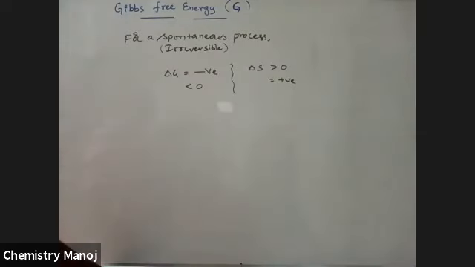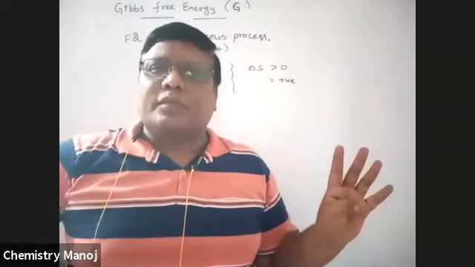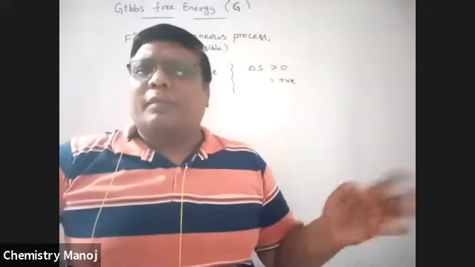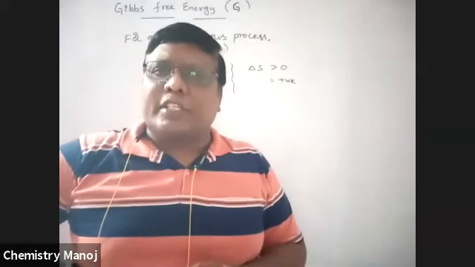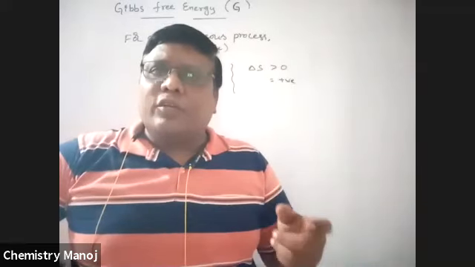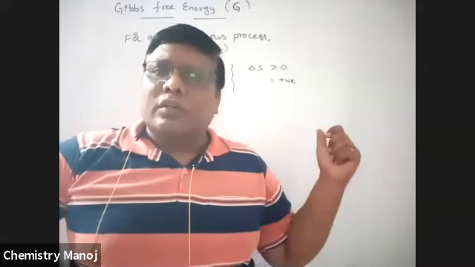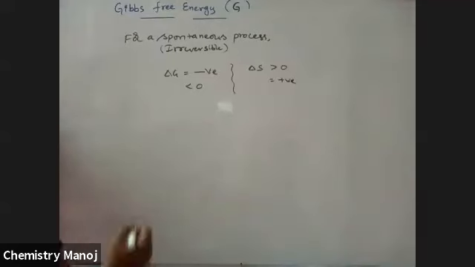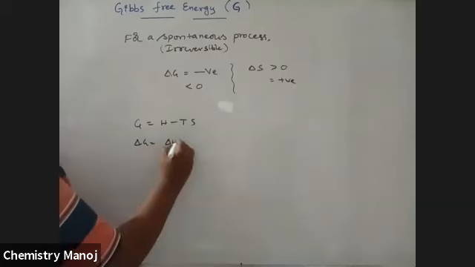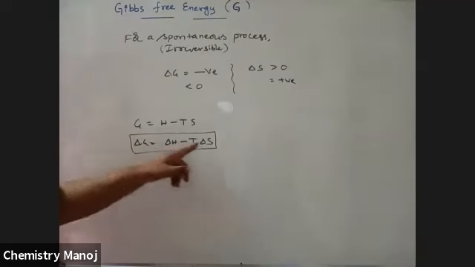And for any spontaneous process, see my dear boys, enthalpy H is not used to explain the spontaneity of the process. Internal energy is not useful. Entropy is sometimes explained, but in most cases it fails to explain the spontaneity of the process. That means individually all these functions fail to explain the spontaneity of the process. That is why, by the combination of these, Gibbs energy is introduced, because G is nothing but H minus TS. That is, delta G is equal to delta H minus T delta S.